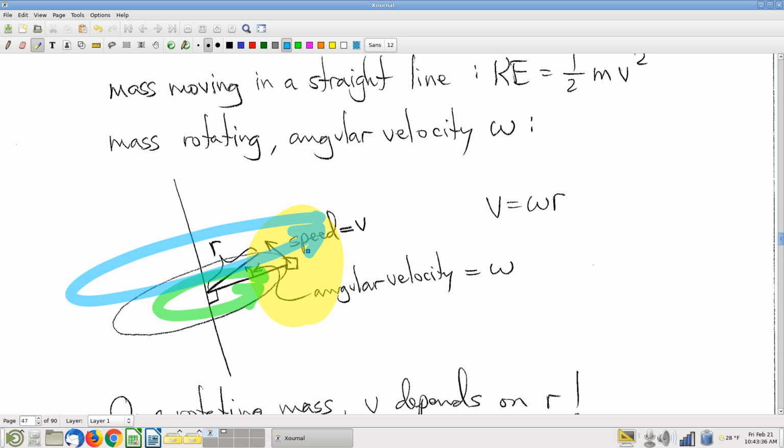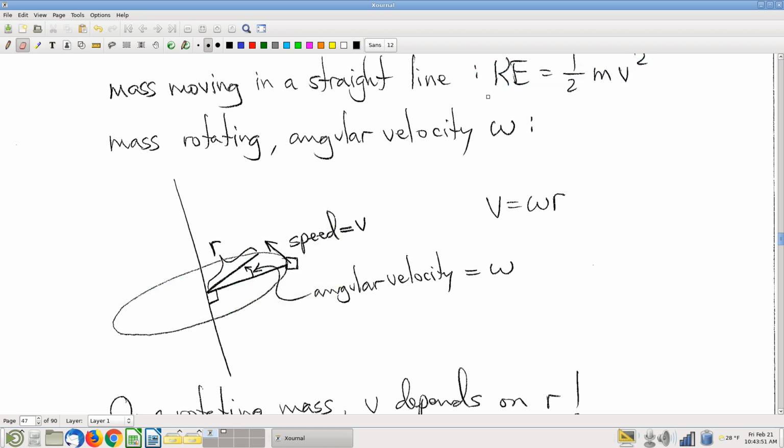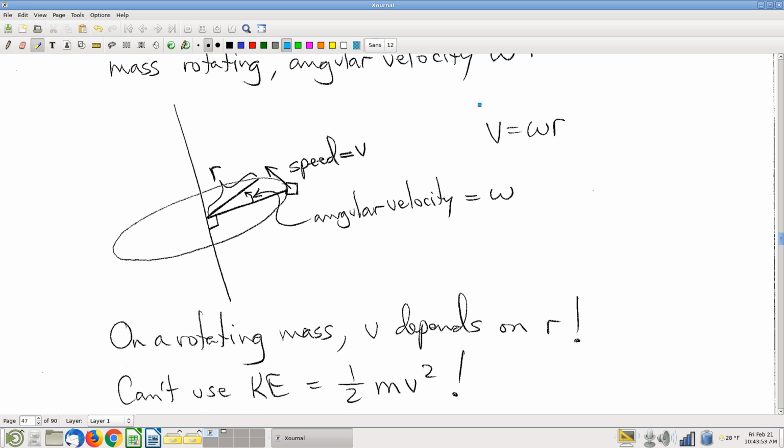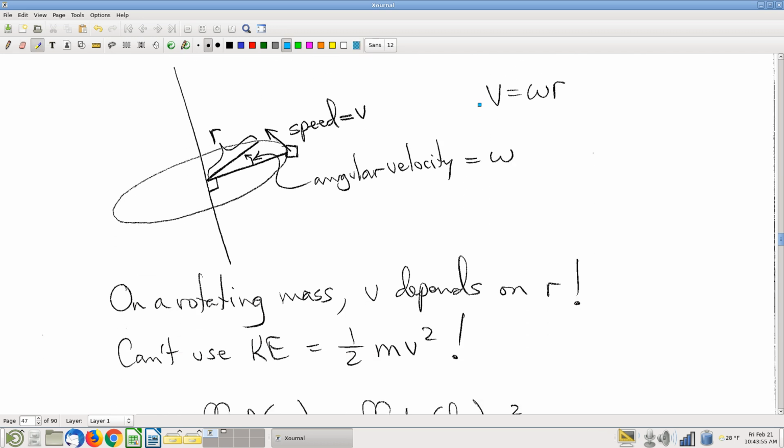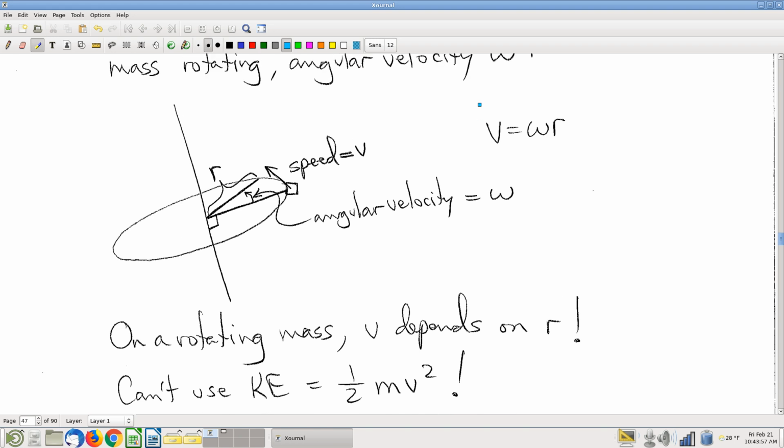So you cannot use this formula. What velocity do you plug in? The velocity of the outside piece or the velocity of the inside piece, or what's the deal there? So this old formula for kinetic energy just doesn't work. So the big idea is let's use a Riemann sum and add up energy. But before I get into that, a couple of quick reminders.